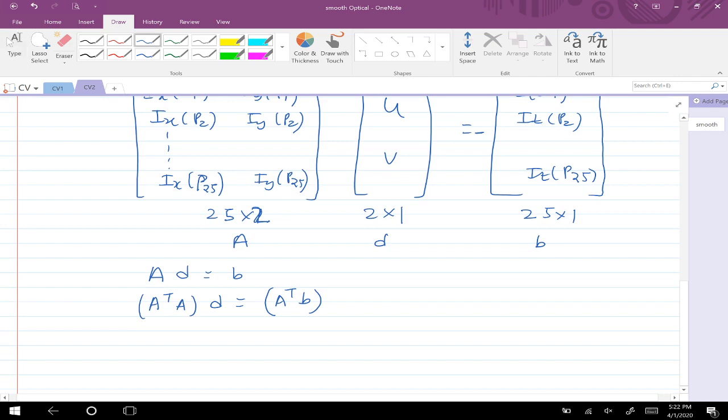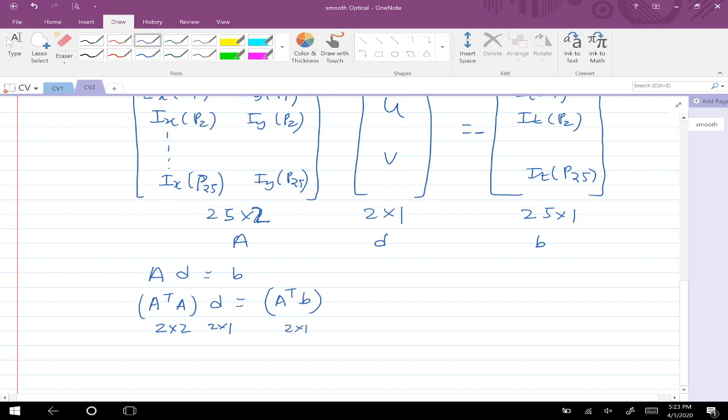And by the way, A transpose A would be of size, A transpose is of size 2 by 25, and A is 25 by 2, so this would be 2 by 2. Okay, this is a square matrix. And then for that you need to find out an inverse. Okay, this is anyway 2 by 1. A transpose is 2 by 25, so this again is 2 by 1.